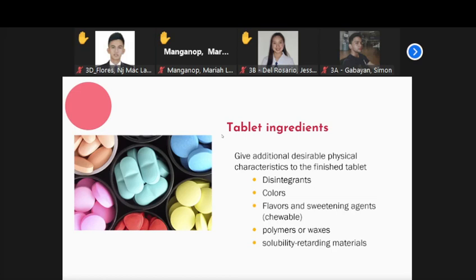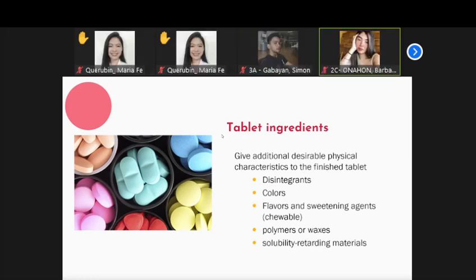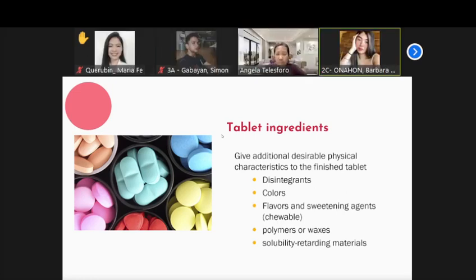Ma'am, it is used to enhance the disintegration process in the tablet formulation so that when they make contact with GIT fluid, ma'am. For enhancing the disintegration process.